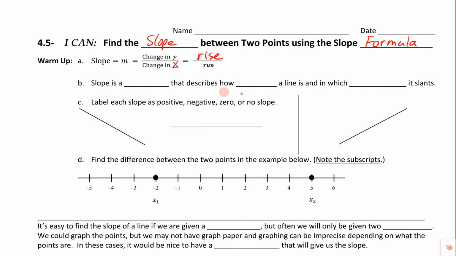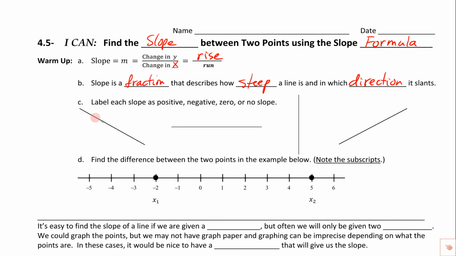Quick reminder what slope is, got a couple blanks to fill in here. So remember, slope is a fraction. It's a fraction that describes how steep the line is. It tells us two things: how steep it is, and it tells us in which direction it slants. Now, it says on this one, label each slope as positive, negative, or zero, or no slope.